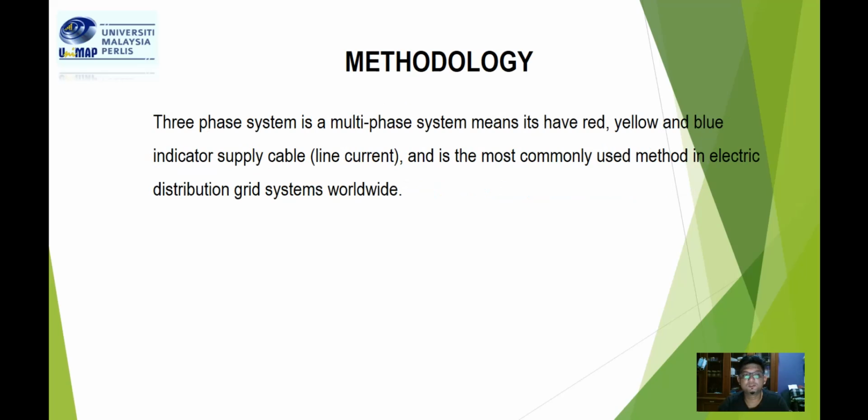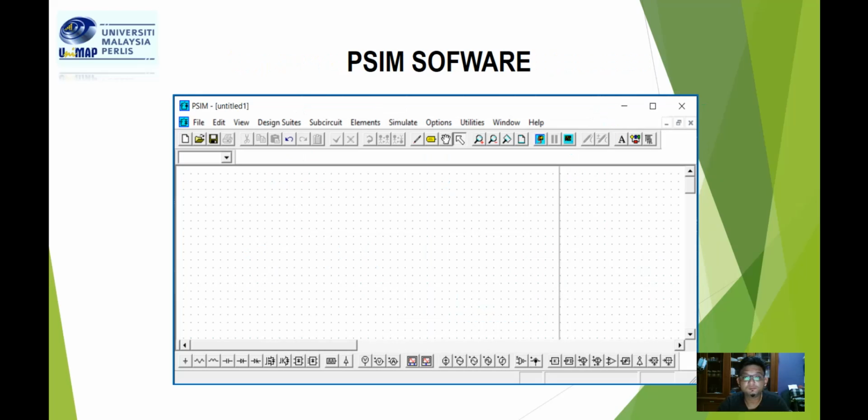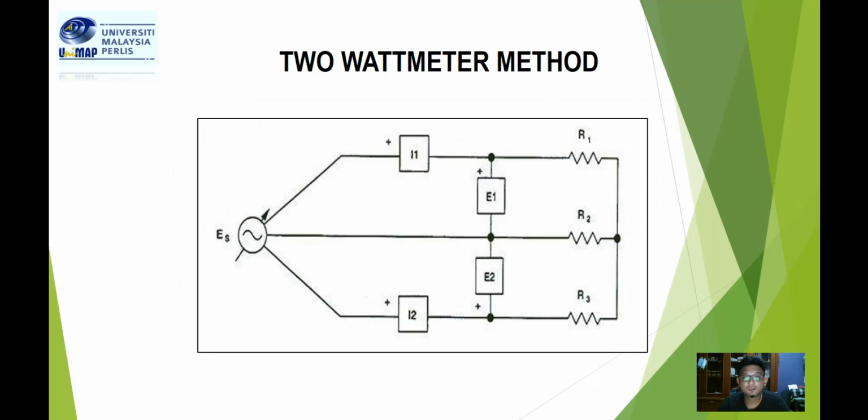Next, methodology. A 3-phase system is a multi-phase system, meaning it has red, yellow and blue indicator supply cables. In other words, line current, and it is the most commonly used method in electric distribution grid systems worldwide. This is the basic circuit for the Y-to-Y connection in the PSIM software. This one is for the 2-watt meter method.